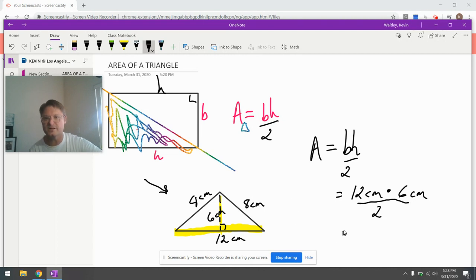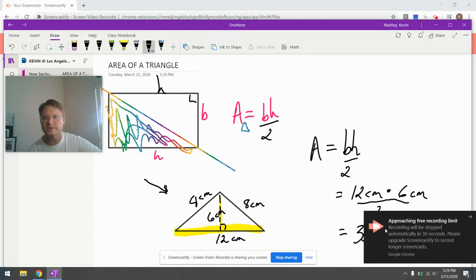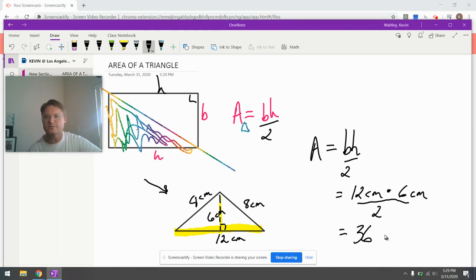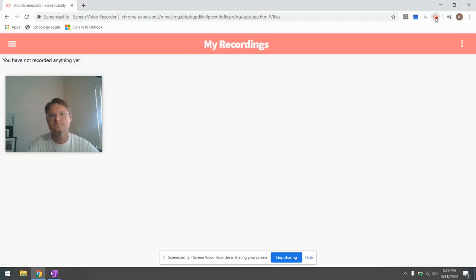So for us to do the calculations, 6 times 12 is 72. Divided by 2 would be 36. And then the units, of course, for area, all units for area are centimeters squared. So we're just going to write cm squared. The area of this triangle is 36 centimeters squared. That's it. That's how you find the area of a triangle.